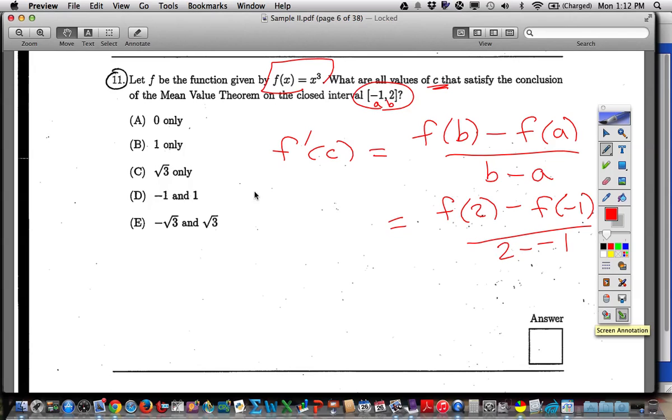So I think you should write that. And then over here, I'll just put f prime again because we don't have anything for that just yet. But, okay, so what's f of 2? Well, 2 cubed is 8. Negative 1 cubed, negative 1. So 8 minus negative 1 would be 9 over 3, which is 3. Right? So that's f prime of c. So what do we do from there? They want us to find C.